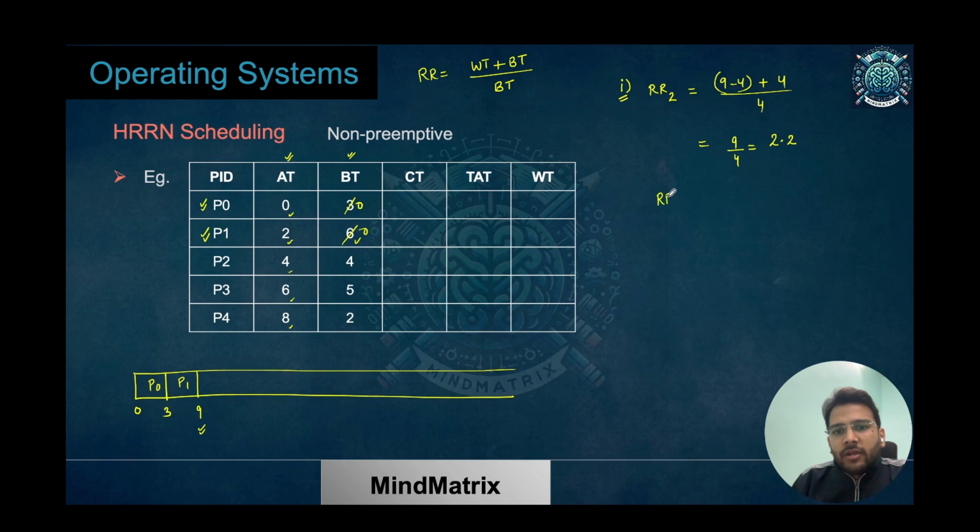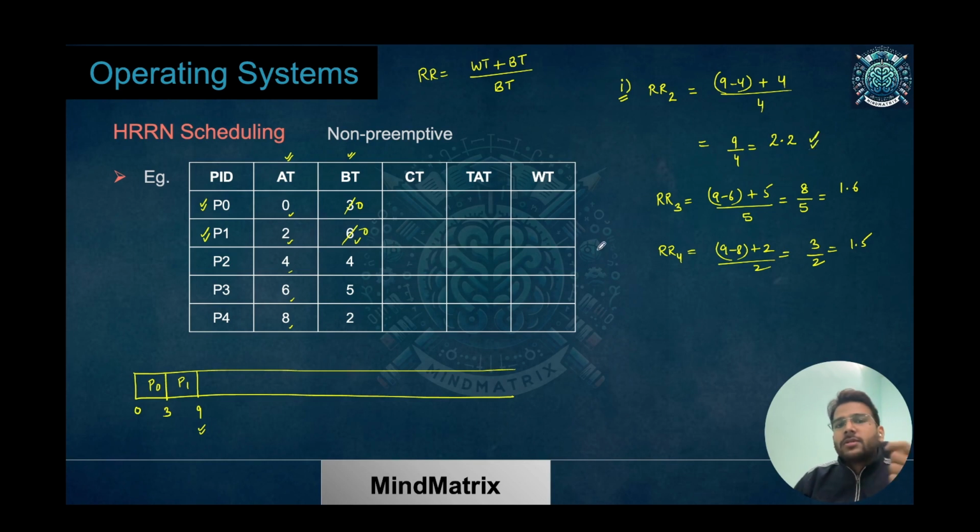Then we are going to find the response ratio for the P3 process. What is going to be the waiting time for the P3 process? 9 minus 6 plus the burst time of P3 divided by the burst time of P3. 3 plus 5 is 8, divided by 5, and this is going to give you 1.6, right? What about the P4 process? Again, 9 minus 8 plus 2 by 2. So it is going to be 3 by 2, and it is going to give you 1.5. So which process at this point of time is having the highest response ratio? You can find it out. The P2 process is having the highest response ratio, so we are going to schedule that process first.